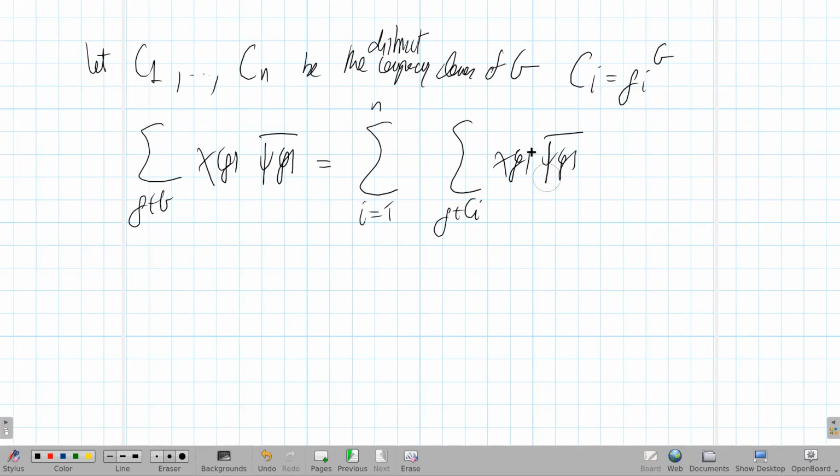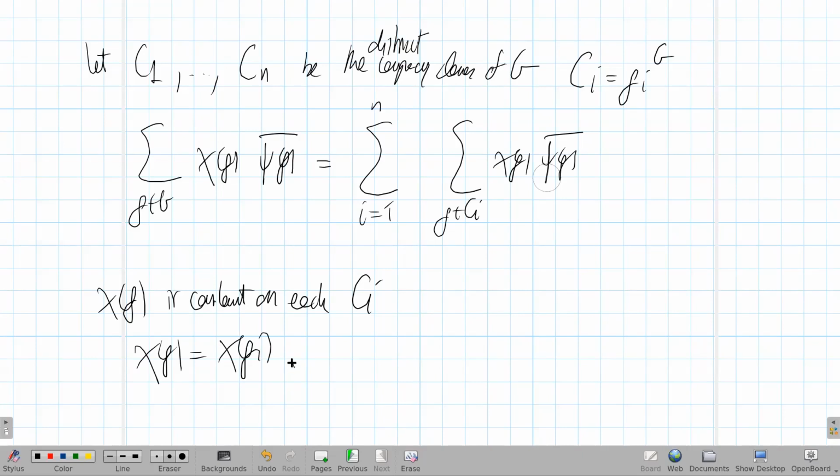Okay, so we are summing over a particular conjugacy class, and then we are summing over all the conjugacy classes. But the point is that the characters are class functions, okay? So this means that chi of G is constant on each Ci, and actually chi of G is equal to a particular element you may have there. So remember, characters are class functions. This follows from the trace, from the fact that they are traces.